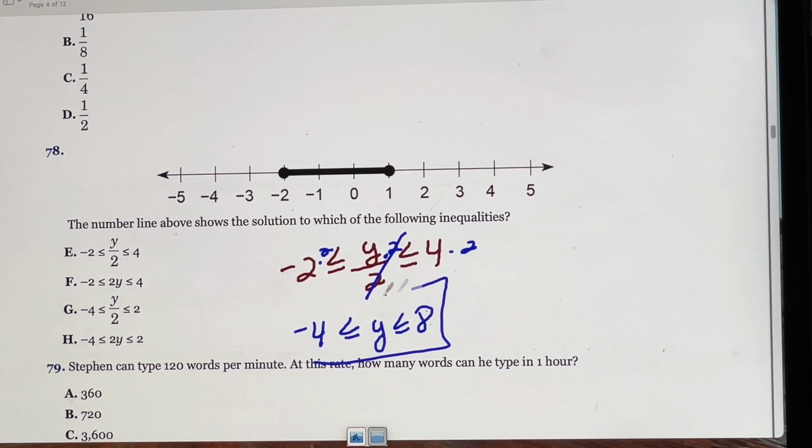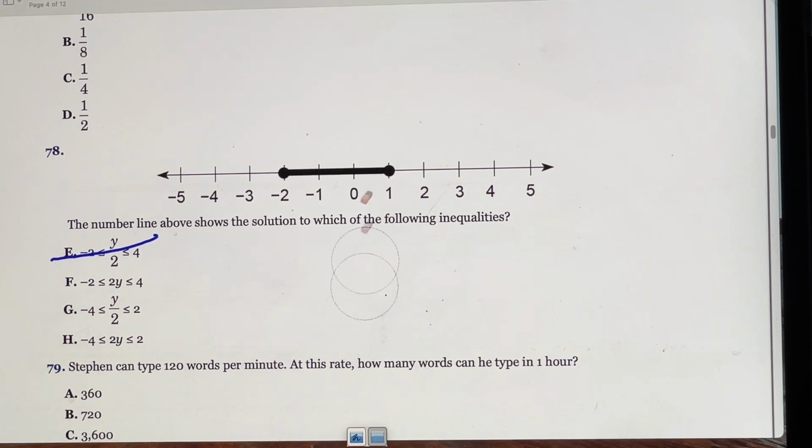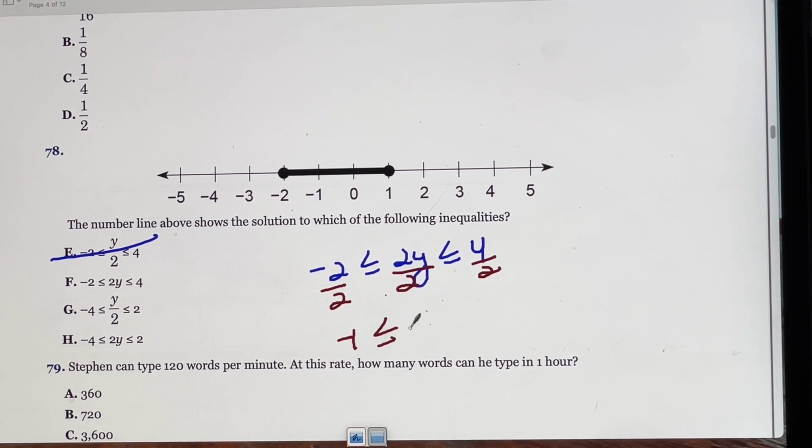Now, this is definitely not represented by that number line, so E is gone. Repeat the same process with F. Negative 2 less or equal to 2y less or equal to 4. Now this one you divide by 2, right? Because if you want to isolate the variable y, we divide by 2. So this is negative 1, this is y, and this is 2. Again, not represented by this number line.